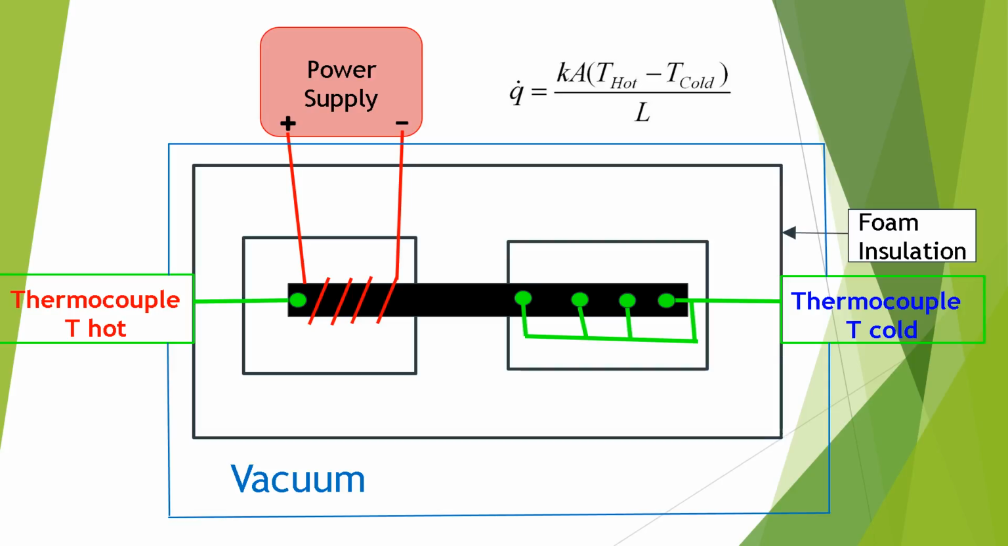How the experiment was set up is we had a foam block with two hollow cores in it, one for our T hot and one for our T cold. We have a power supply providing our Q, our heat flux, into the system, and we have 5 thermocouples for our T hot and our other 4 thermocouples making a temperature gradient for us. We stuck the whole system inside a vacuum so that we can have virtually no convection and no radiation happening.